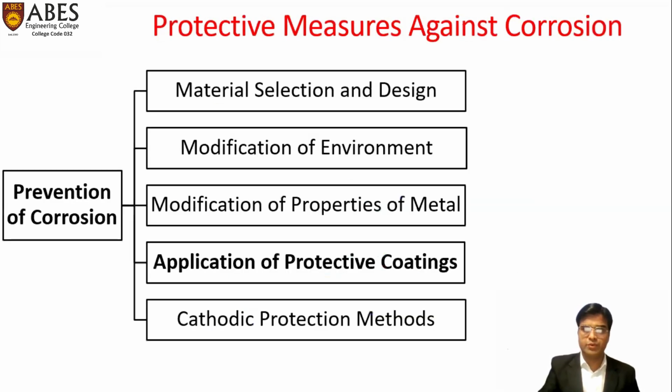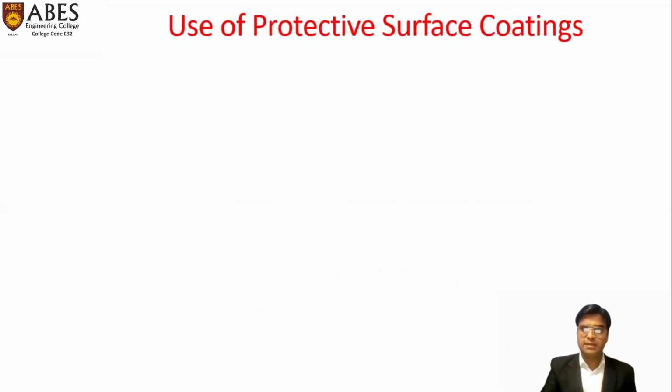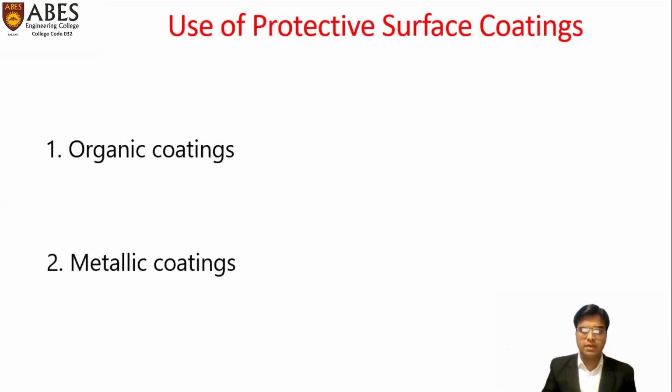The next kind of approach is the application of protective coatings. The protective coatings can be applied on the surface of the metal to prevent corrosion. These coatings may be of two types. The first one is called the organic coating, and the second category is called the metallic coating. Now we shall discuss them one by one.